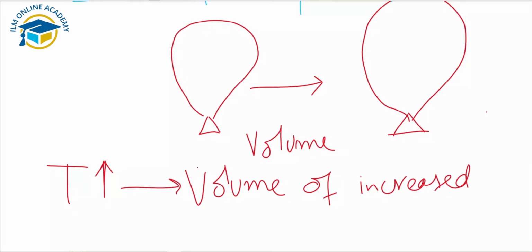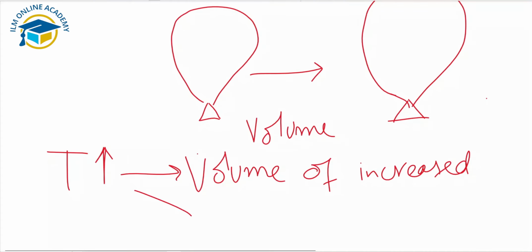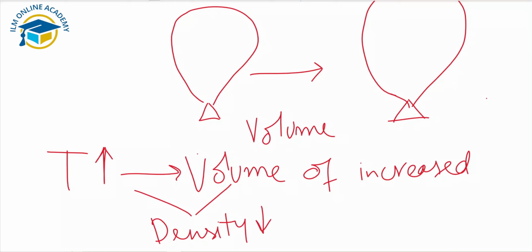As the temperature increases, the gas volume increases, and the density decreases as the volume increases, so the balloon rises. So by increasing the temperature, the volume of the gas increases and density decreases. Now the particles that are present in it are less dense. Because of the lower density, the balloon rises up.